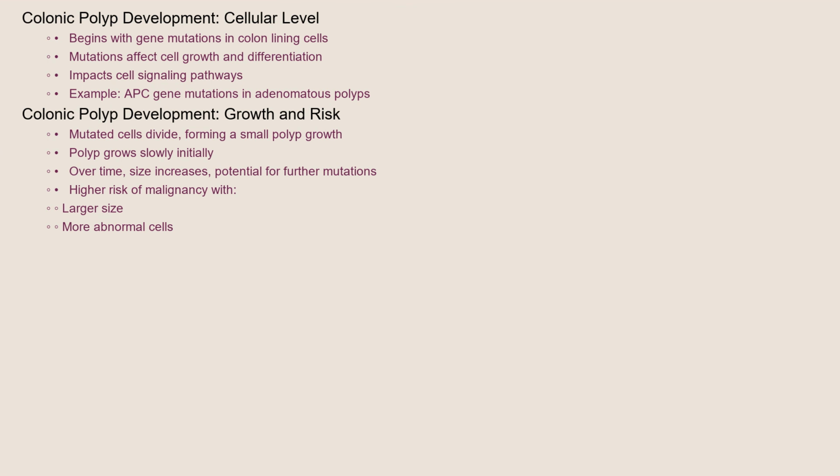At a cellular level, the development of colonic polyps begins with mutations in genes that control cell growth and differentiation. These mutations can affect various signaling pathways within the cells of the colon lining. For example, mutations in the APC gene are frequently found in adenomatous polyps, a common type of polyp that has a higher risk of becoming cancerous. As these mutated cells divide and multiply, they form a small growth, the polyp. The polyp initially grows slowly, but over time, it can increase in size and potentially undergo further mutations that increase its risk of transforming into colorectal cancer. The larger the polyp, and the more abnormal its cells appear under a microscope, the higher the risk of malignancy.